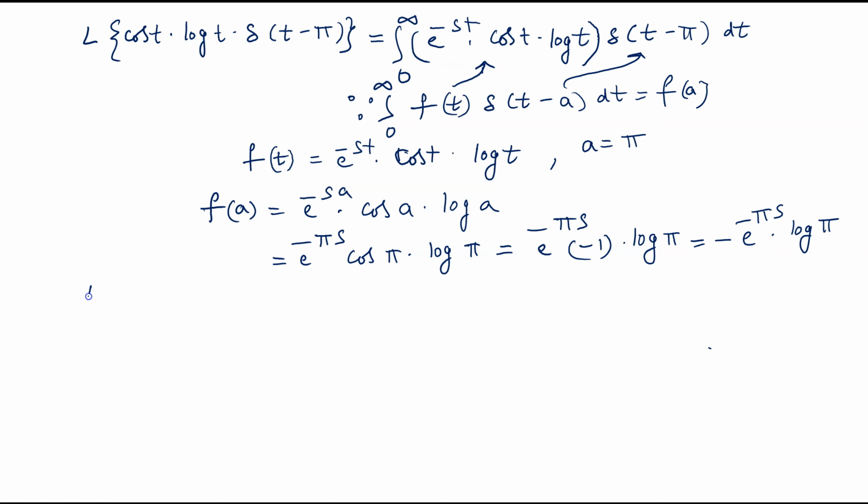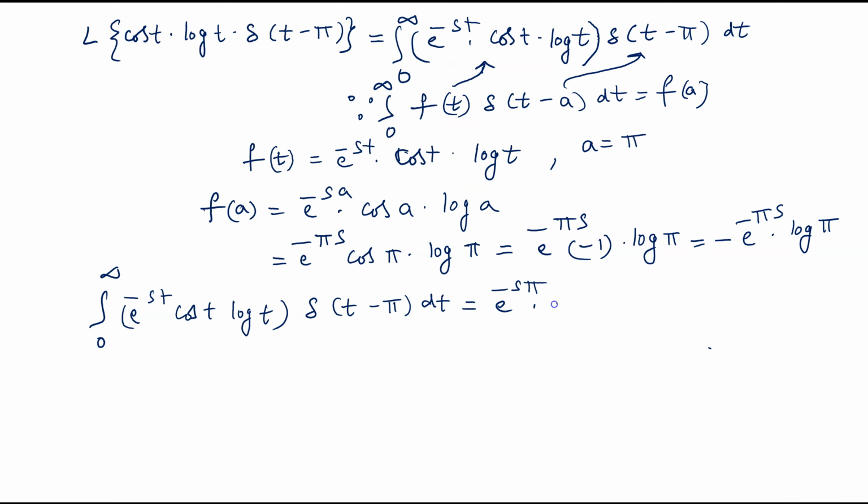Right? So therefore here integral 0 to infinity e power minus st cos t into log t into delta of t minus pi dt equal to e power minus s pi into cos pi into log pi, which is equal to minus e power minus pi s into log pi. This is the solution of the fourth question. Now let us see the fifth question.